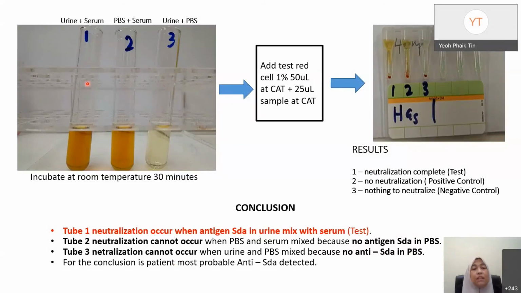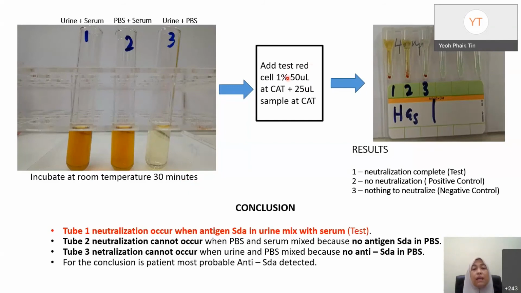In tube 1, we put the patient's urine and also patient serum. Tube 2, we put the PBS pH 7.3 with the patient serum. And the third one, we put the boiled urine with the PBS. And we incubate at room temperature for 30 minutes.